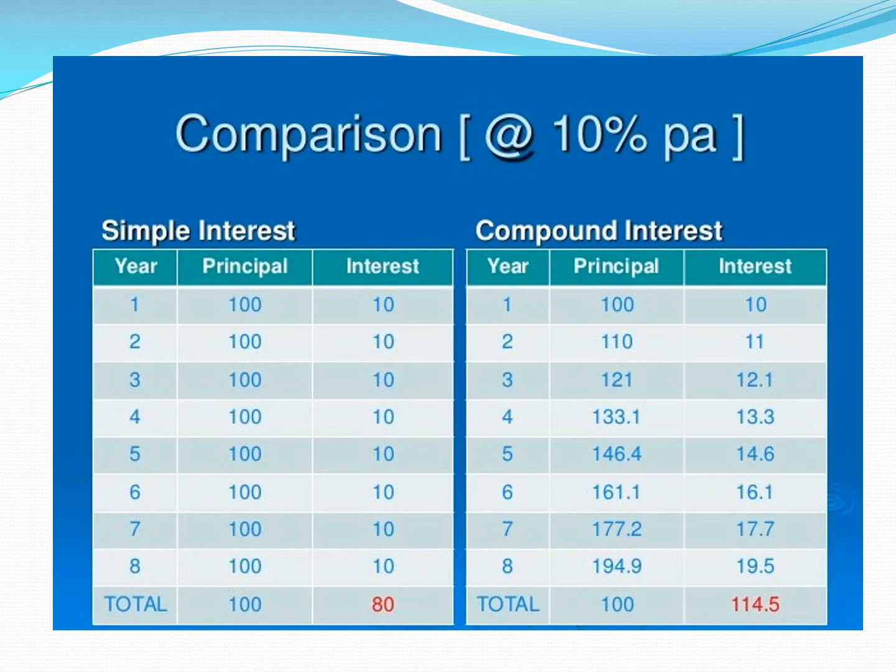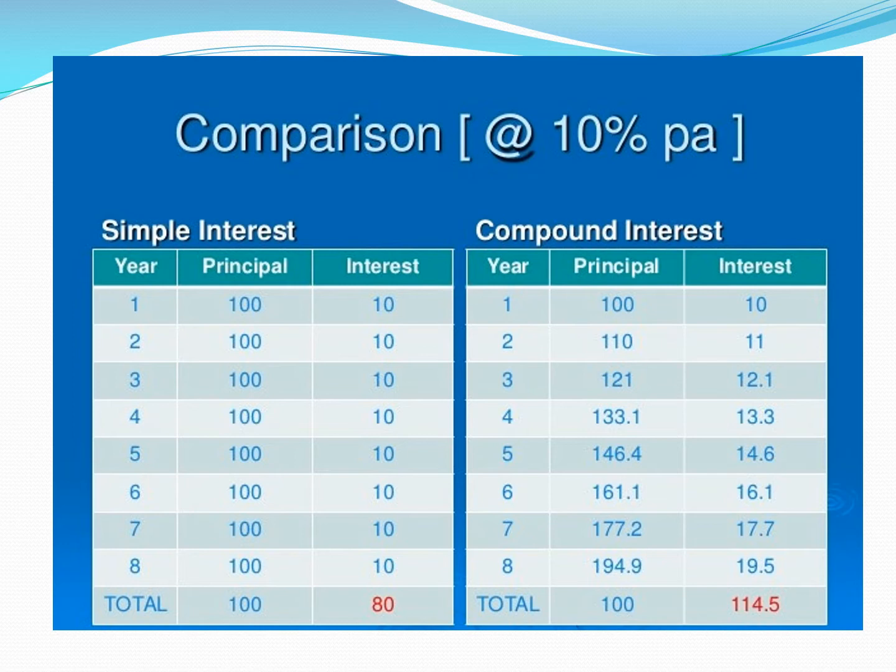This table helps to easily understand simple interest. For 1 year, principal amount is 100 rupees, interest is 10 rupees. And the second year also, the principal is 100 rupees and interest is 10 rupees. And the third year, 100 rupees, interest is 10 rupees. This goes up to a total of 100 rupees principal, interest 80 rupees for 8 years.